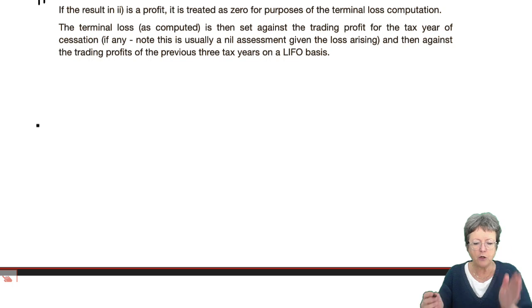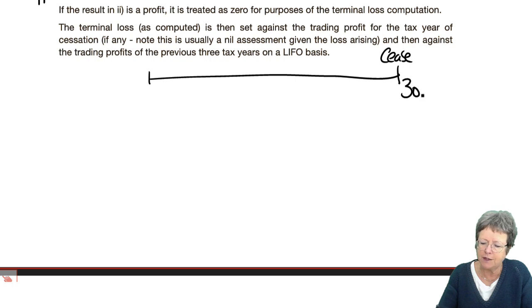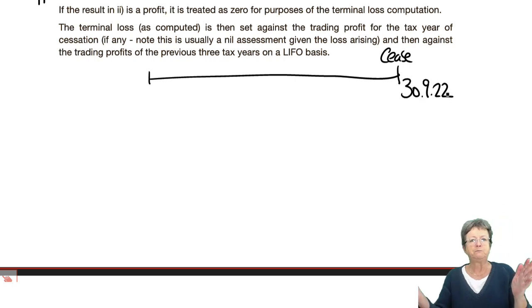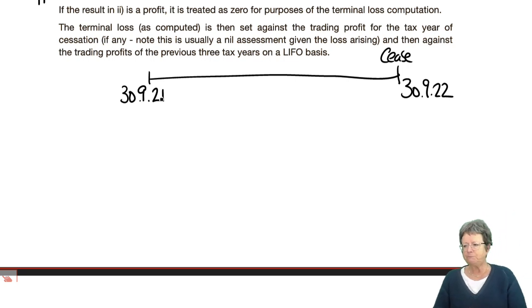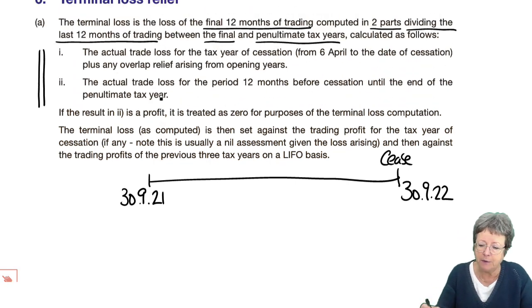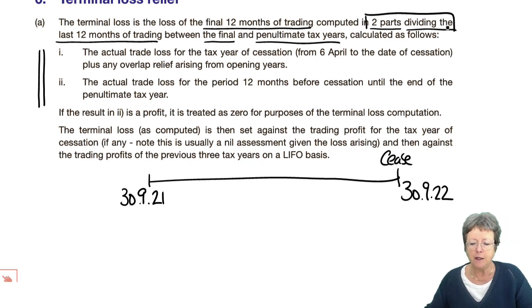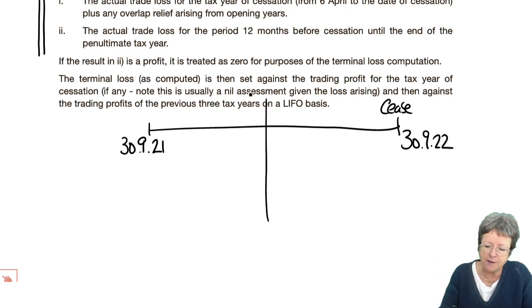So, terminal loss relief is the last 12 months of trade. So that's when we cease to trade. So say we cease to trade on the 30th of September 22, for example. Okay, the last 12 months takes us back to the 30th of September 21, yes? Now that year is split, it's divided in two parts between the final and penultimate tax years, because there's a split down the middle, at 6th of April.